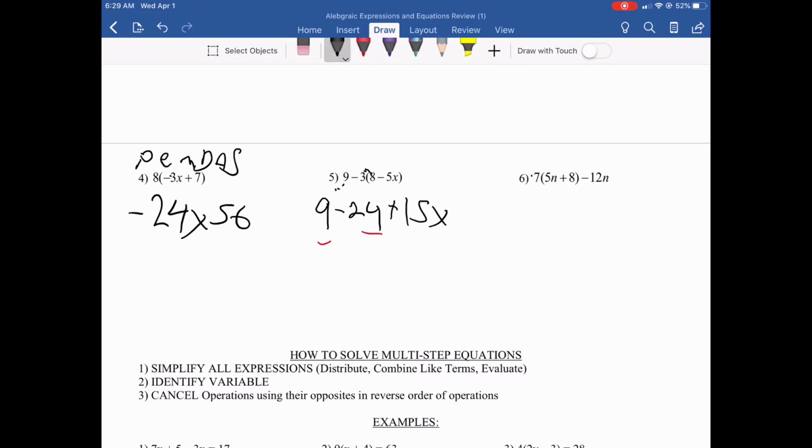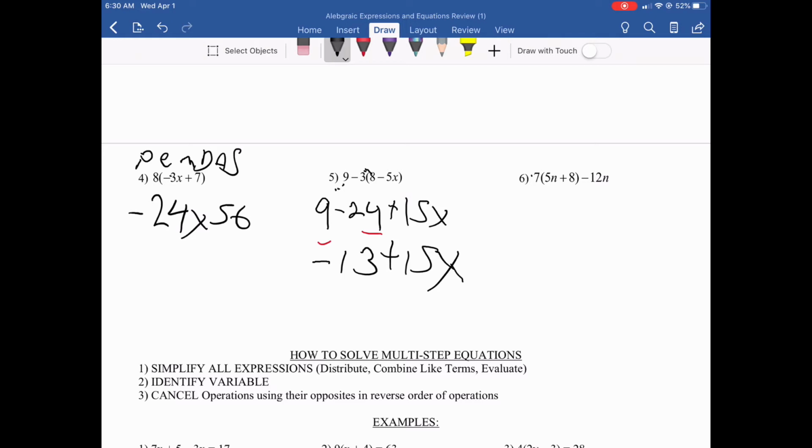9 take away 24 is negative 13. When we're combining, it's like you're going forward 9 spaces and going back 24 spaces. It's going to get negative 13 plus 15x. Okay?